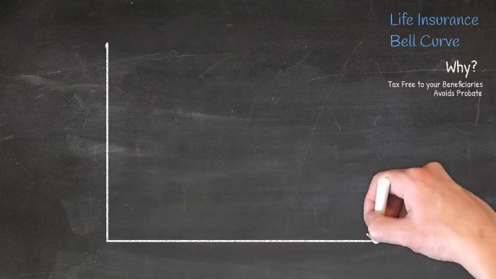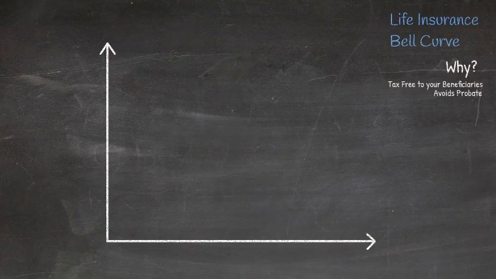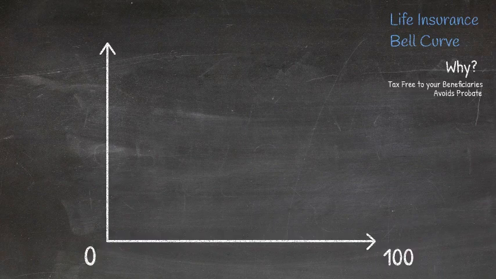So in this drawing, we'll talk about the different types, when to use them as measured in time and age on the bottom, and then also the amount of money needed at death.